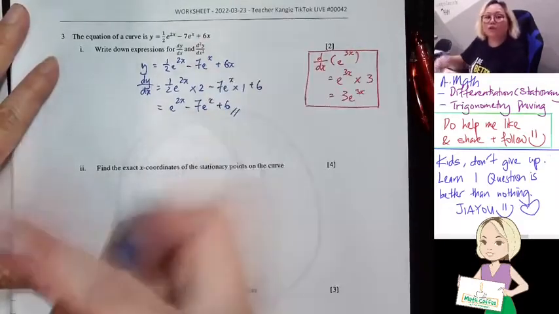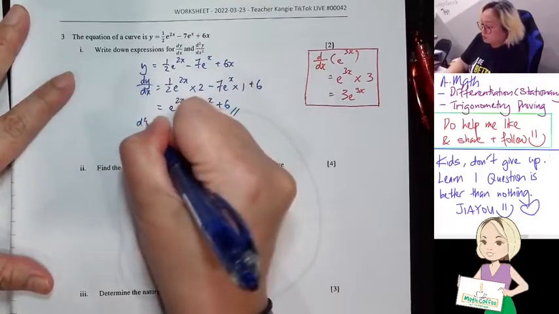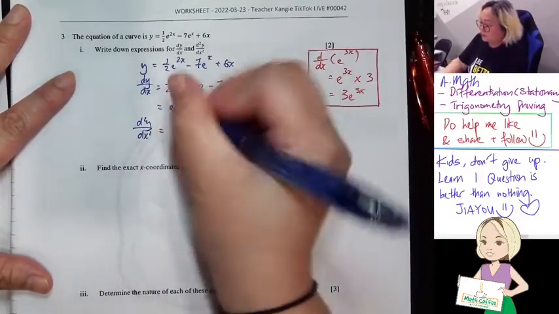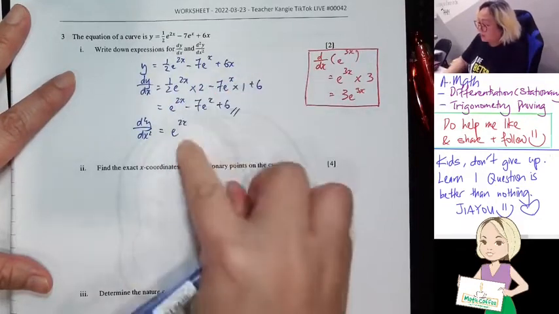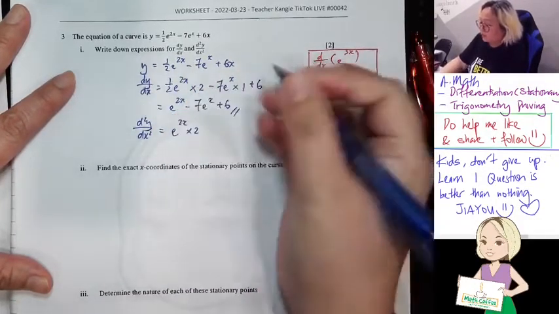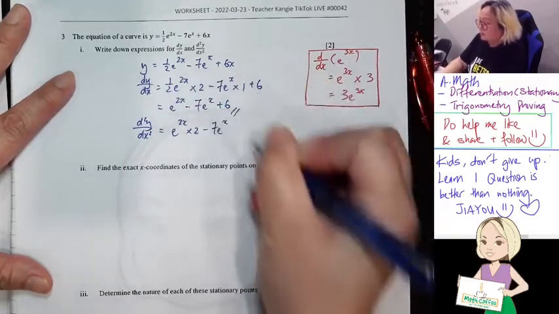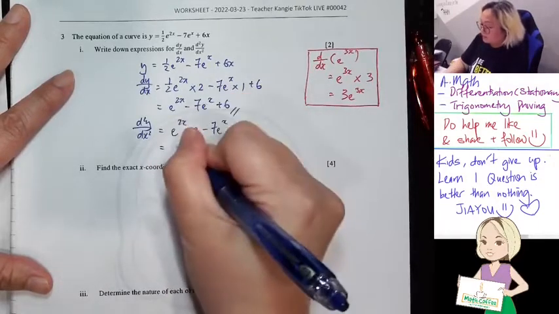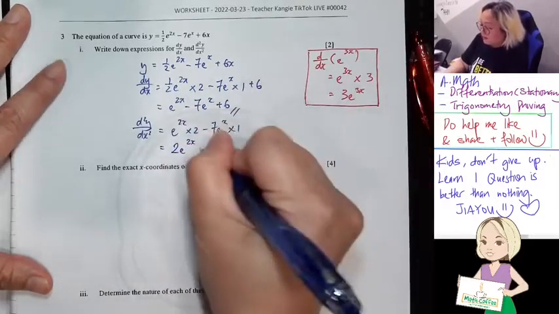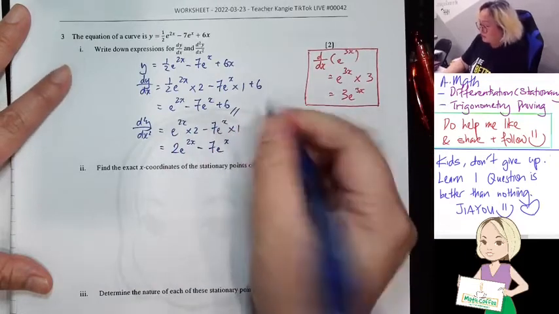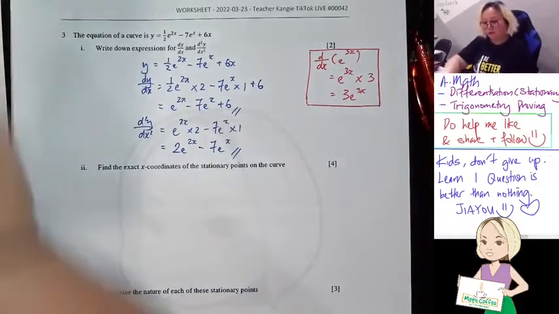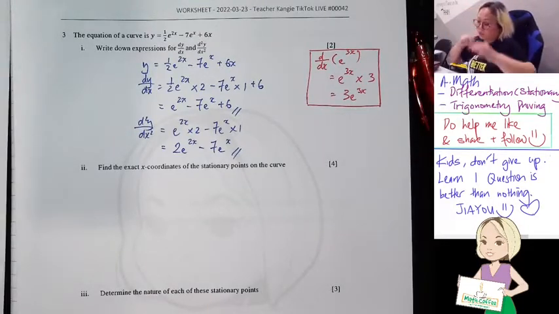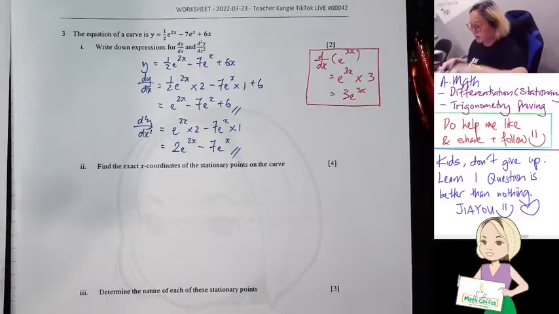Now we're going to do d square y dx squared. Differentiate this one. Keep the same, e^2x multiply by differentiate the power, which is times 2 again, minus 7e^x times 1, and differentiate 6 means disappear. So I end up having 2e^2x minus 7e^x. And that's all for this part. So this is the dy dx and d square y dx squared.